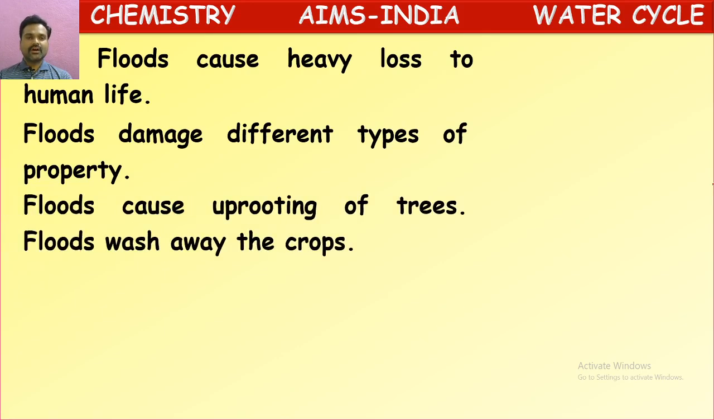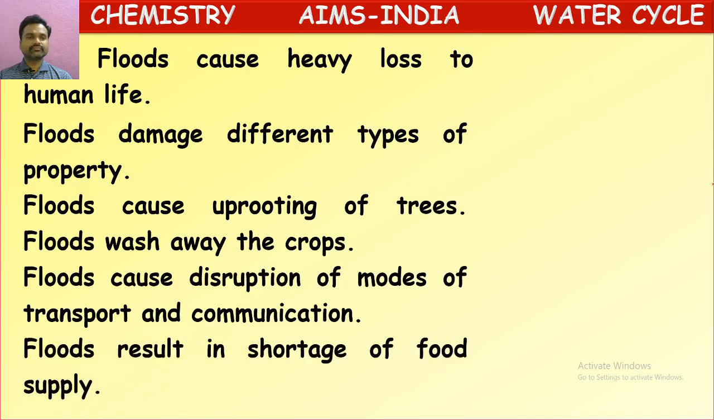Floods cause uprooting of trees. Floods wash away the crops. Yes, sometimes we observe floods causing uprooting of trees. Even big trees will fall down because of this flood. The soil beneath the tree will be washed away. So there is no proper hold for these plants and trees. They will fall off.